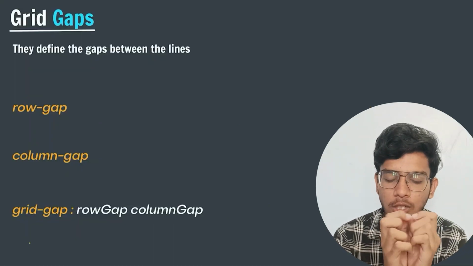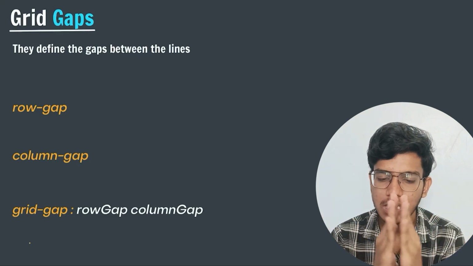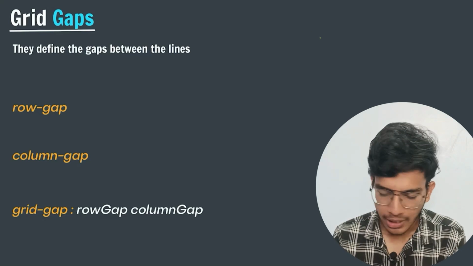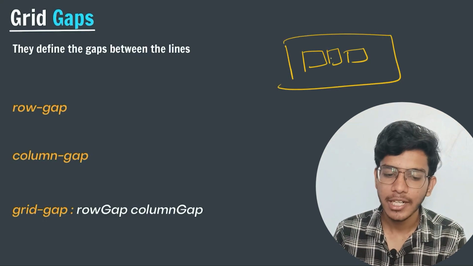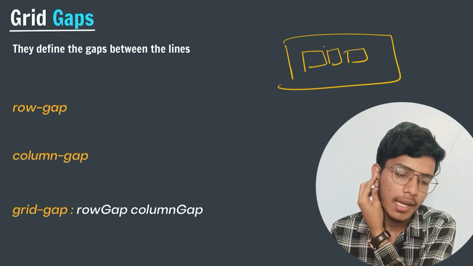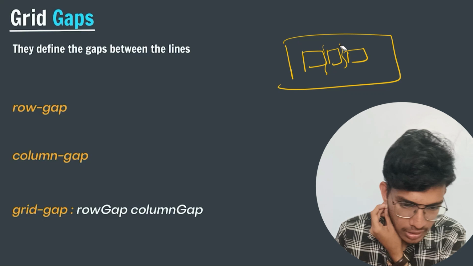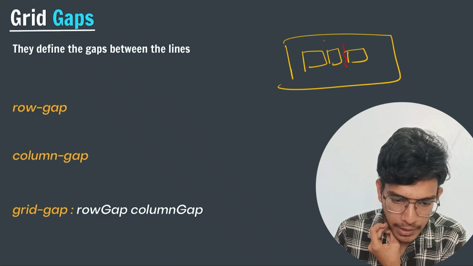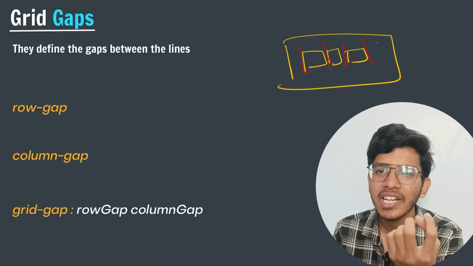Now the next property we are going to talk about is grid gaps. This property is used to create the gap between any 2 corresponding cells. Let's say this is my cell, this is my another cell, this is my third cell. In this grid model I am having these 3 row cells basically. Let me erase this, I want to show you clearly.